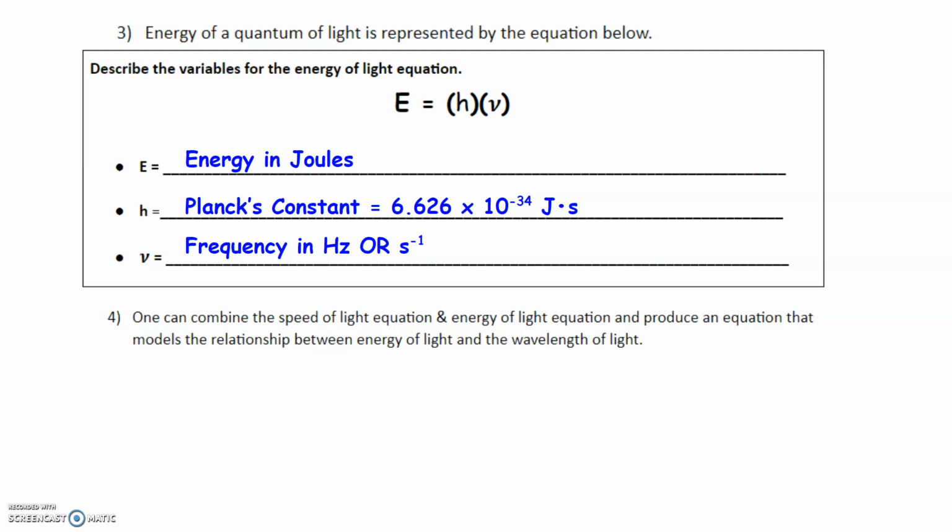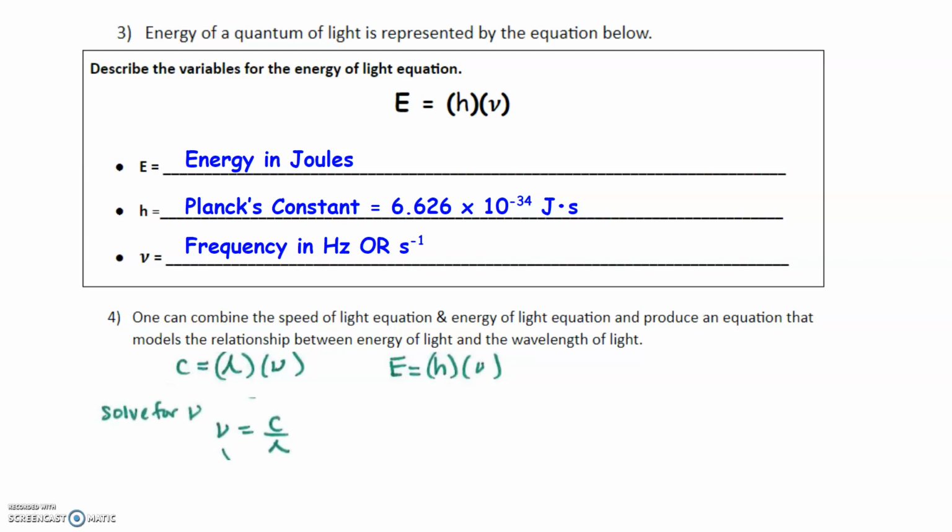This equation, energy equals Planck's constant times frequency, of course relates energy and frequency, but what about energy and wavelength? We already know that the wavelength and the frequency are related through the speed of light. So if we combine these two equations, we can get an equation for energy and wavelength. Let's take a moment to do that.